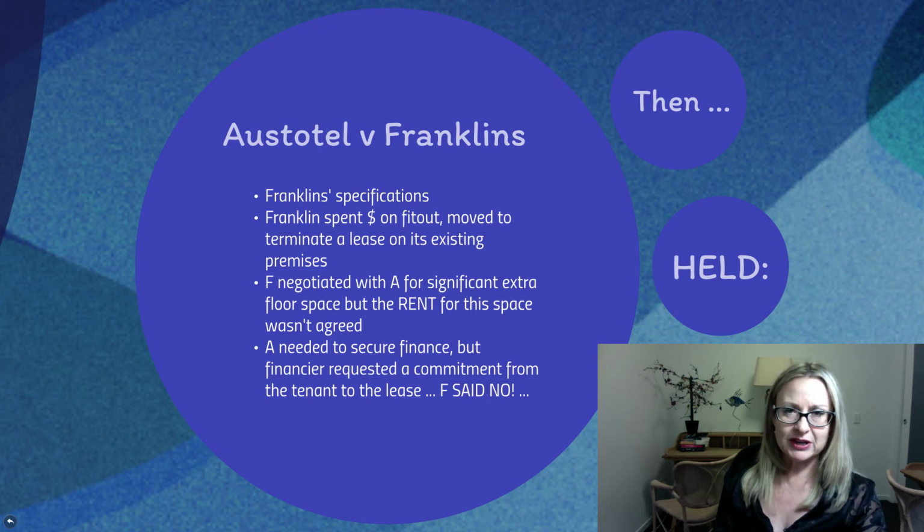Subsequently, Ostertell needed to finance its activities, and its financier requested that they secure a commitment from Franklin's as a major tenant to the lease. So that would give the financier a little bit more confidence in lending money to Ostertell, because if they've got a big tenant like Franklin's there, they're much more bankable than if they didn't. Interestingly, Franklin's said that they would not commit to the Ostertell lease at that point in time. So just bookmark that little fact.